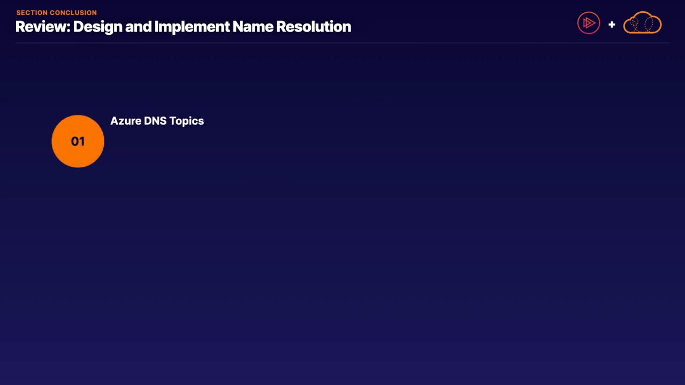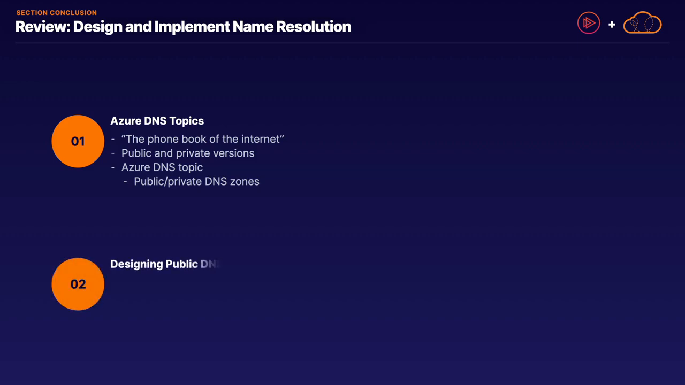In this section, we started off with a high-level overview of Azure DNS topics, or in other words, working with the phone book of the internet. We learned how DNS translation comes in both the public and private varieties, and then we also focused on the Azure-specific DNS topics, which include working with public and private DNS zones. We then moved on to working with public DNS zones on Azure by first going through a simplified overview of the general public DNS resolution process, and then we learned how to implement that process on Azure by working with an Azure DNS zone.